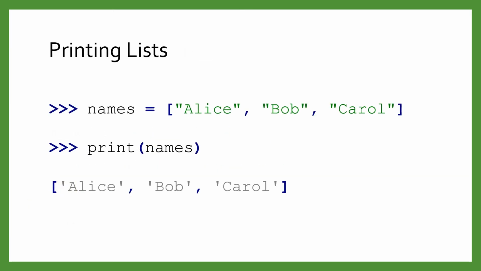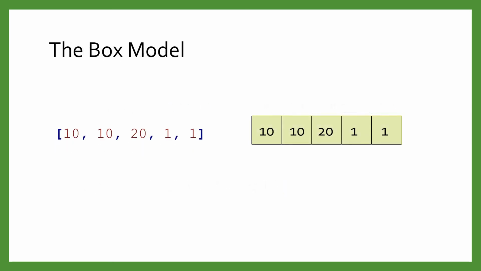When you print a list, you will notice that the square brackets are printed too. In fact, Python prints each value of the list as if it were a literal value. So notice that the strings have quotes around them now. Lists are often shown in diagrams as a row of boxes to help us visualize the data. Each box will have a value in it.